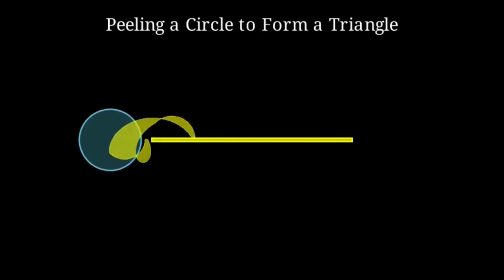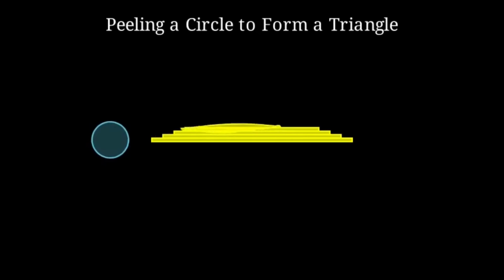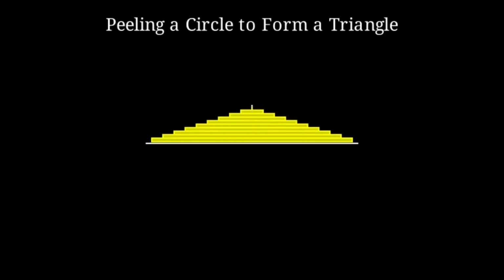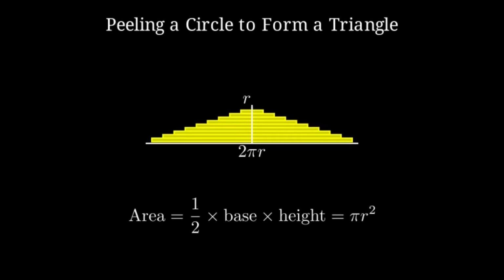Now, let's organize these rectangles by stacking them on top of one another. When we make the rectangles thinner and thinner, the entire arrangement starts to look like a triangle. This triangle has a base equal to 2 times pi times the radius, spoken as 2 pi r, and a height equal to the radius, or simply r.